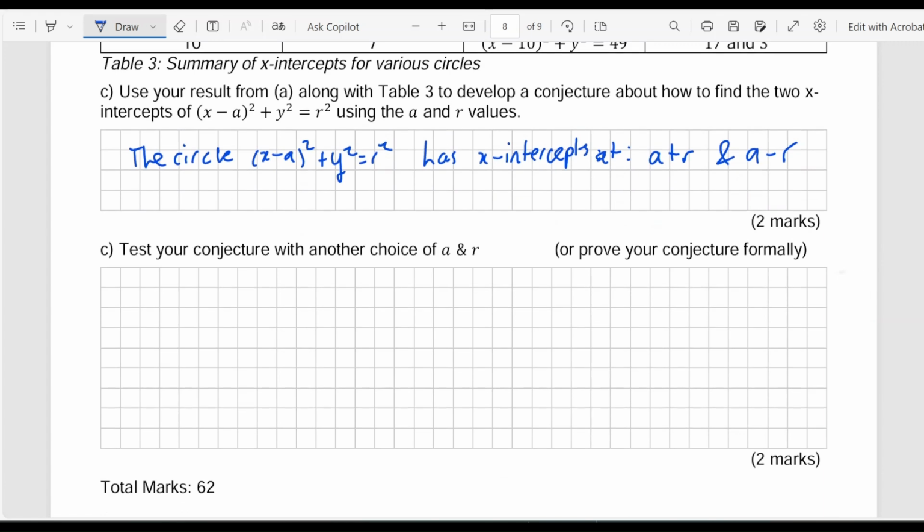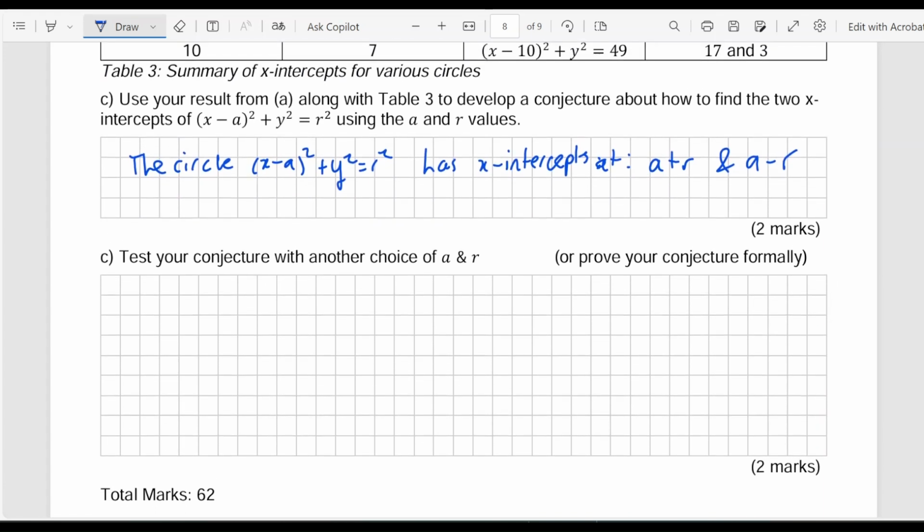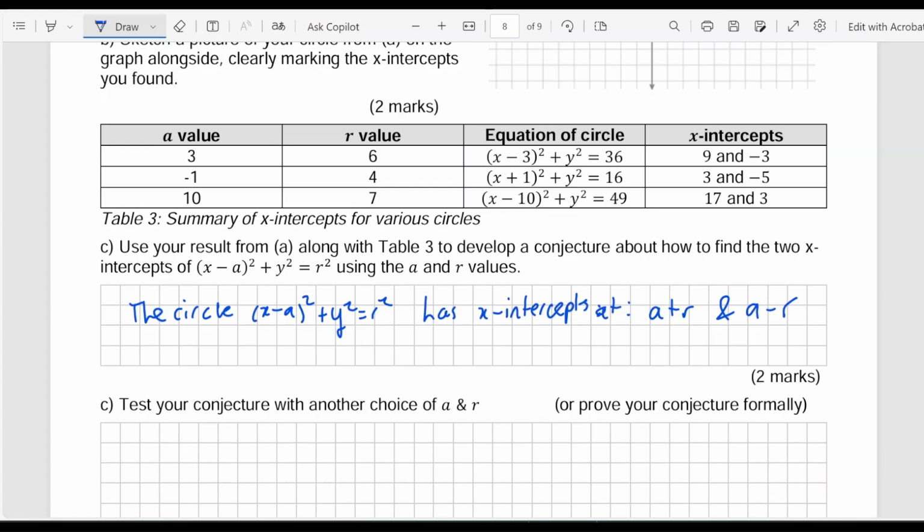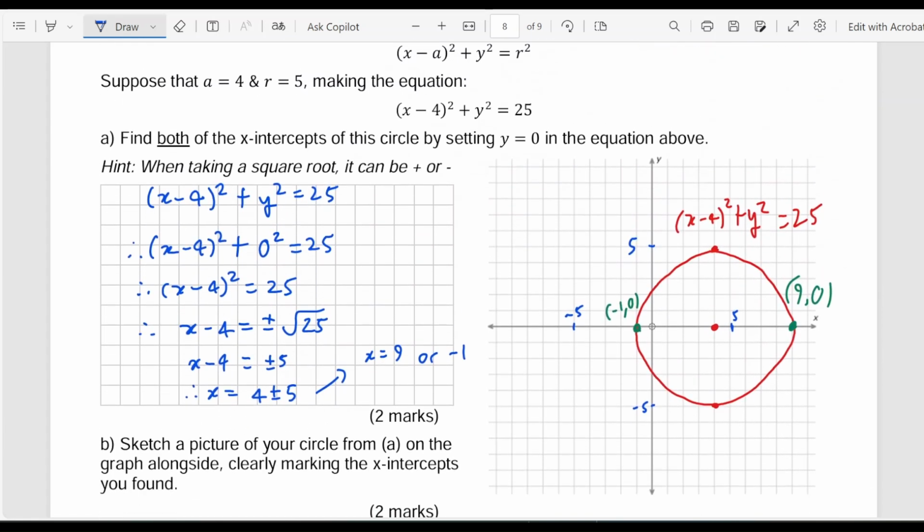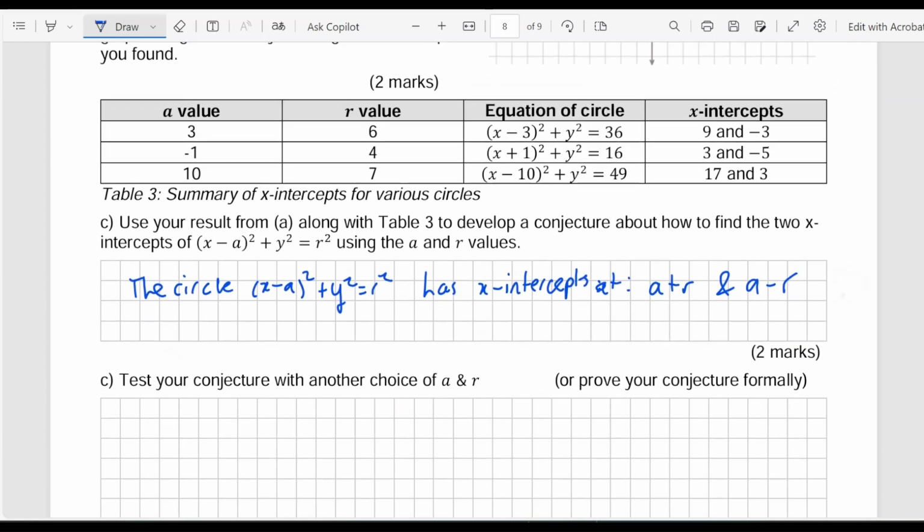Test your conjecture with another choice or prove your conjecture formally. Now, I'll let you test it if you want to test it. You just pick different numbers and do the same process as part A. But let's prove this formally.